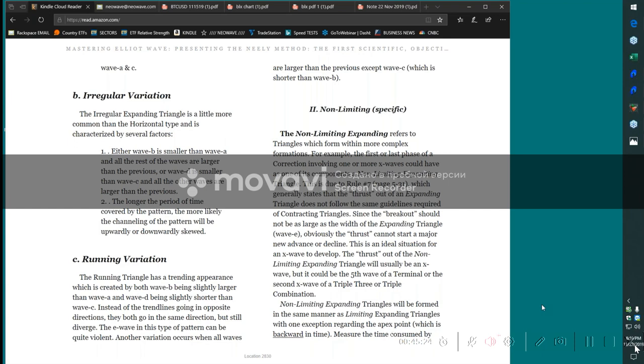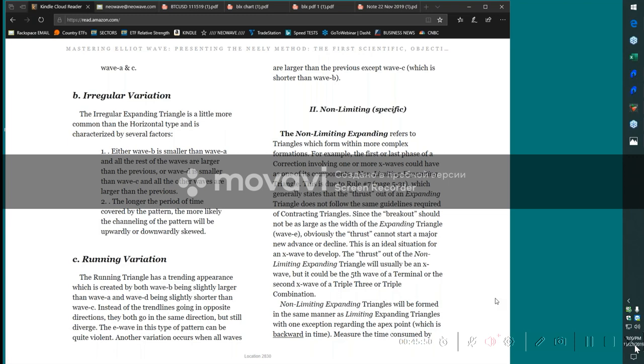So the most important thing is just to look at the behavior between what you think is 2 and 4, B and D, and if either one of them is bigger than the prior one, then it can't be a terminal pattern. It would have to be a triangle. And just make sure it's occurring in a place that's allowed to occur. Normally, an expanding triangle would be a B wave or a fourth wave or an X wave. So that's a point in structure that's impossible to be a terminal.